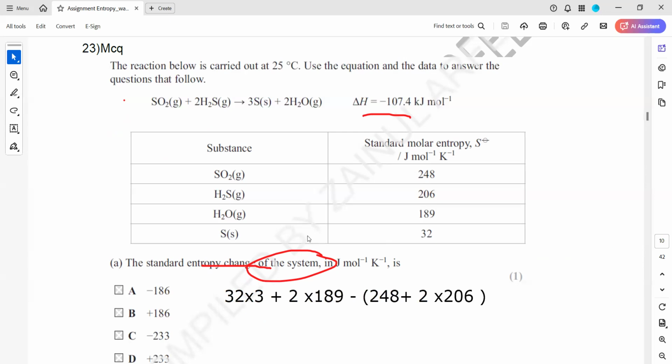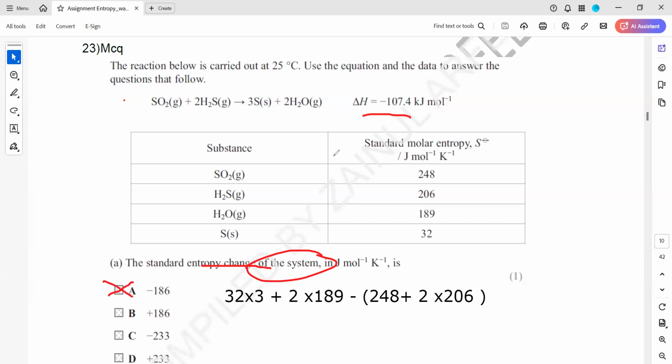What's the final answer? Yeah, 186. Okay, so A will be the right answer. So when we solve, A will be the right answer.